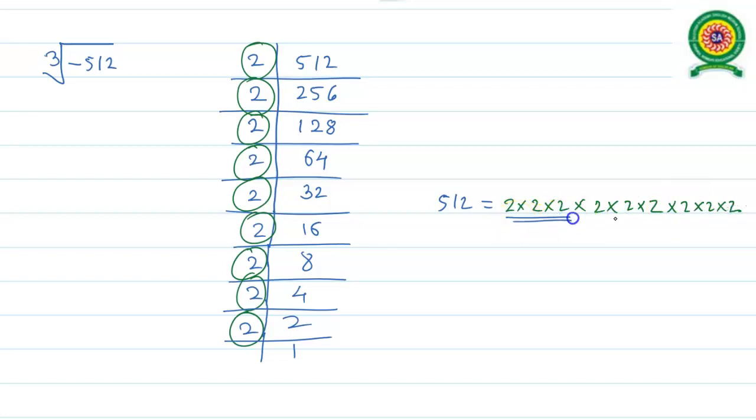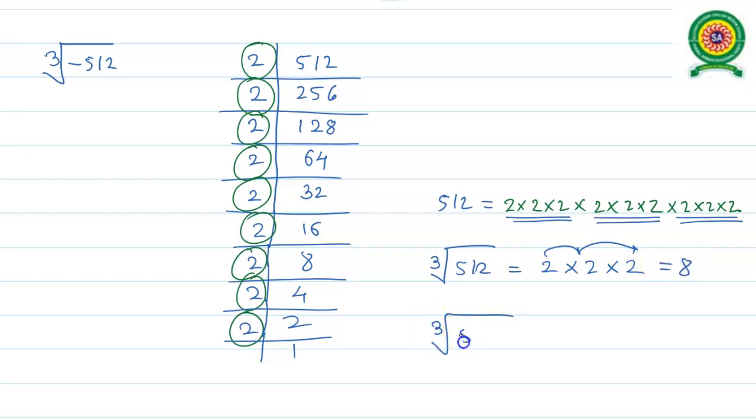Now we have to make the triples. First triple is for 2, next triple is for 2 and last triple is for 2 again. So cube root of 512 equals 2 into 2 into 2. 2 twos are 4, 4 twos are 8. So the cube root of 512 is 8. You may evaluate the cube of 8, and definitely you will get 512.